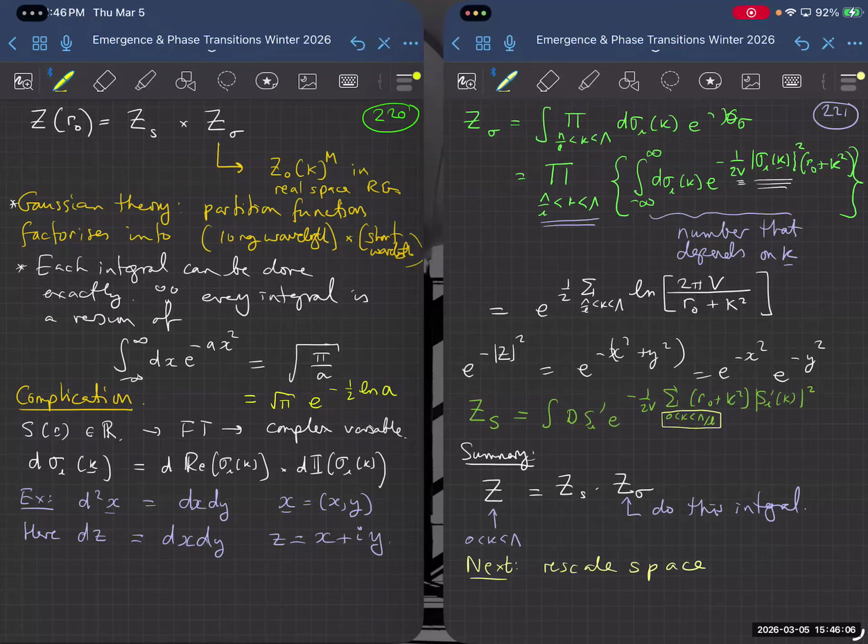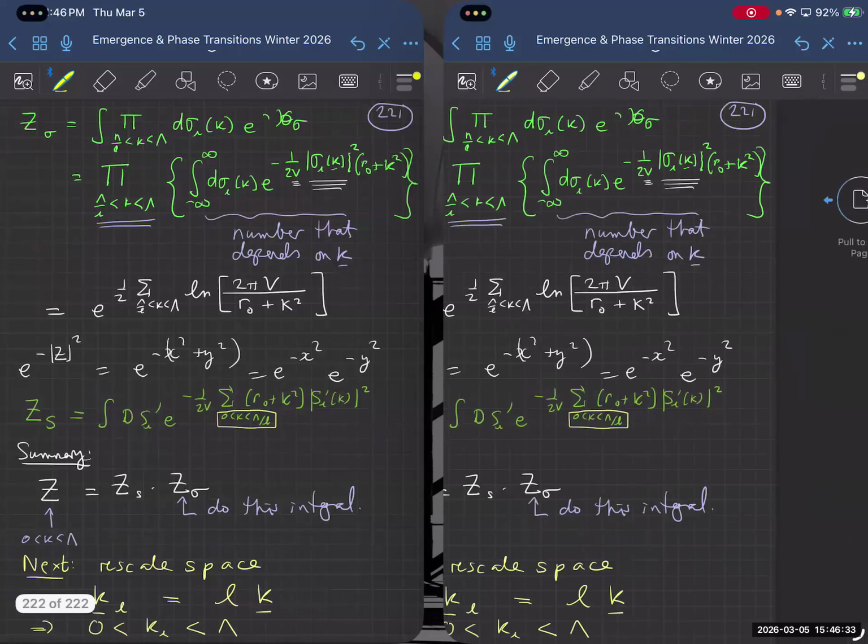And the way we're going to do that is we're going to say that K at scale L is just the original K times the scaling factor L. And if I do that, then what that will mean is that after I've done a renormalization group transformation, 0 is less than KL is less than lambda. So I want to change variables from K to this variable KL. Okay, so we're going to do that transformation.